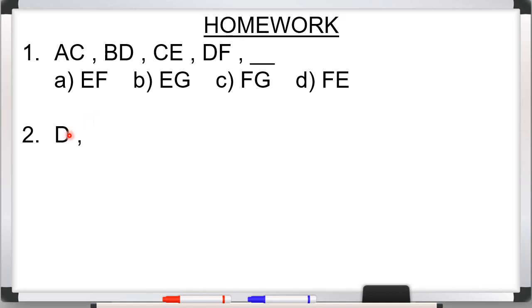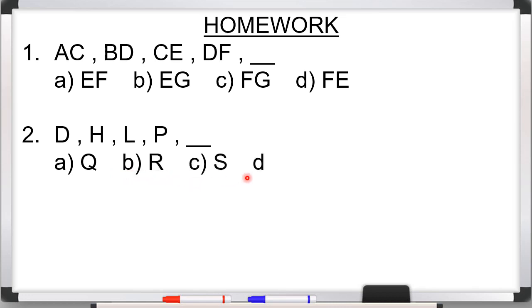Clear? Question number 2, D, H, L, P, dash. Here also beta, in alphabets series, you have to find the missing term out of these given four options. Option A, Q, option B, R, option C, S, option D, T. You need to select correct option out of these given four options.